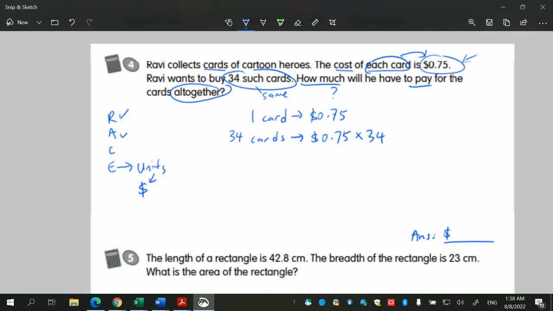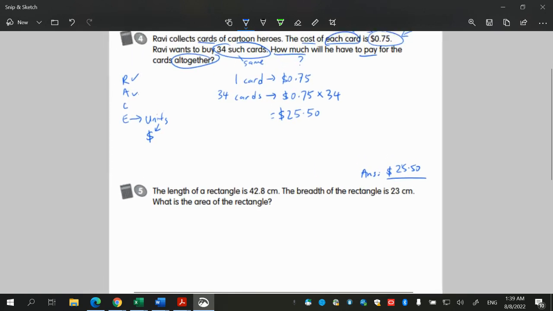75 cents times 34 such cards. I could use a calculator for this question, which is beside me. 75 cents, that's $0.75 times 34 such cards, I'm sorry. And that gives me $25.50. Make sure you have your units written. Okay, one question down. Got to check. Let's see, it's about $1 for one card. 34 is about $34. Okay, thereabouts. So you can see the answer is reasonable by estimation. Moving on to the next question.